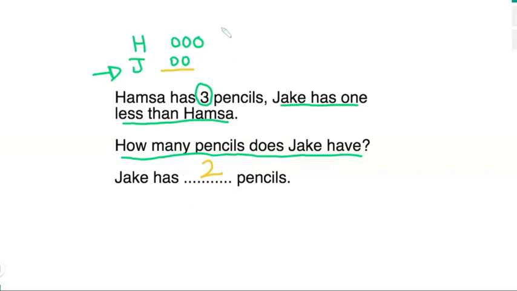Who has more? Does Hamza have more pencils, or does Jake have more pencils? You're correct. Hamza has more pencils than Jake. Absolutely fantastic work. We put some hair on there as well. Absolutely brilliant. Oh, that was a bit crazy. Maybe some ears. There we go. You did really, really well. Fantastic.